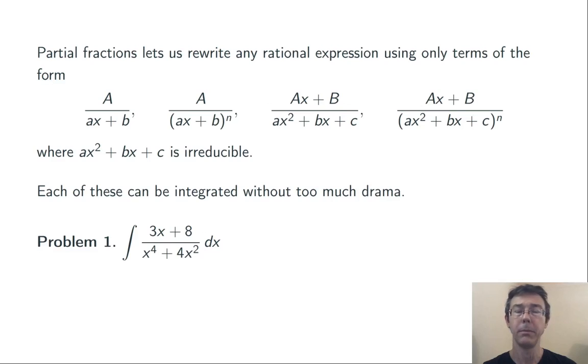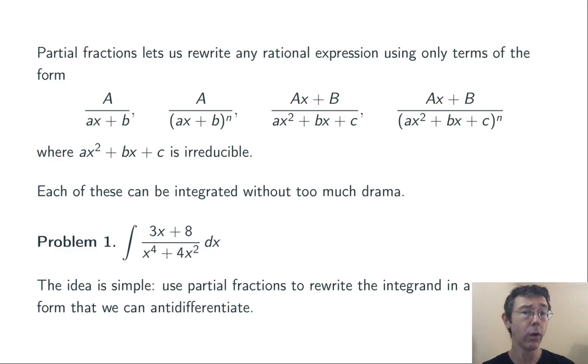Here's an example problem. Let's integrate 3x plus 8 over x to the fourth plus 4x squared dx. There's not an obvious antiderivative for this, and there's not a simple u substitution that's going to help us out. So what we're going to want to do is to rewrite that rational function using its partial fractions decomposition, and then integrate each one of those terms that we get separately.